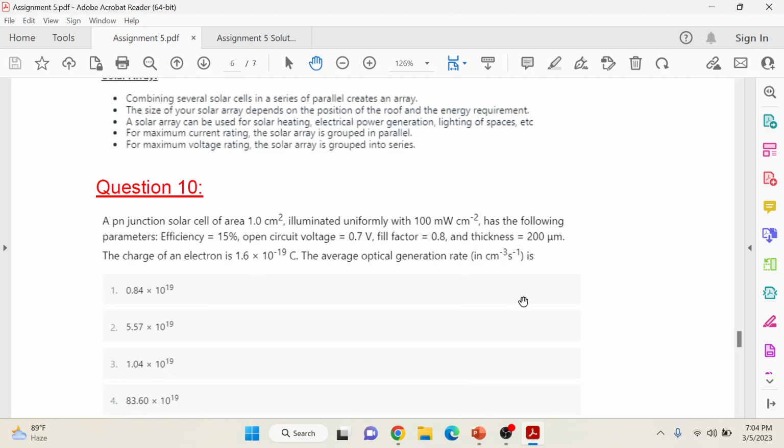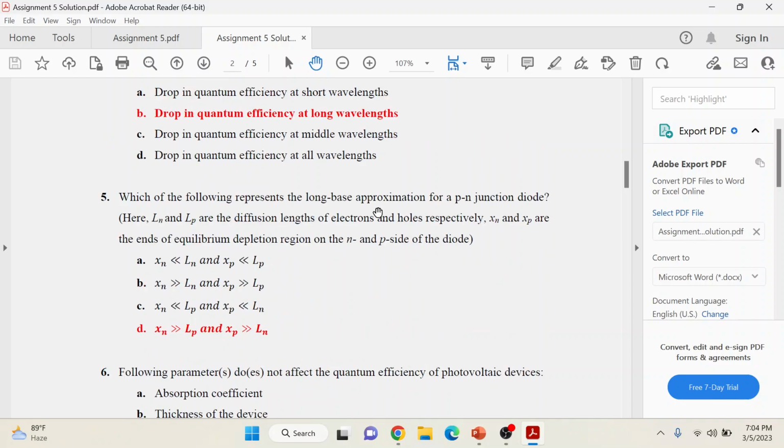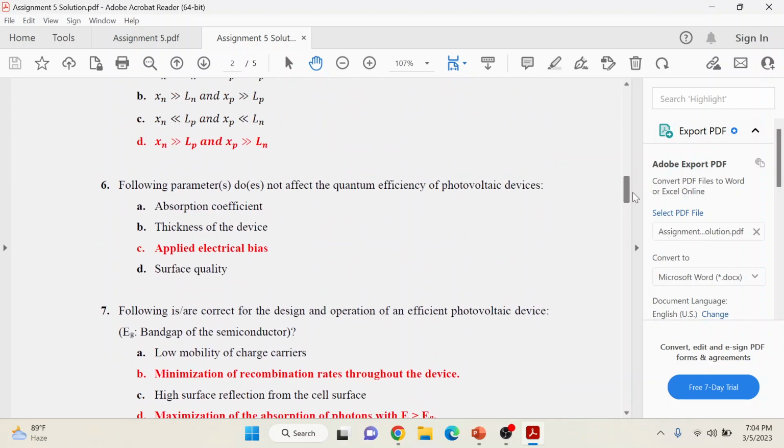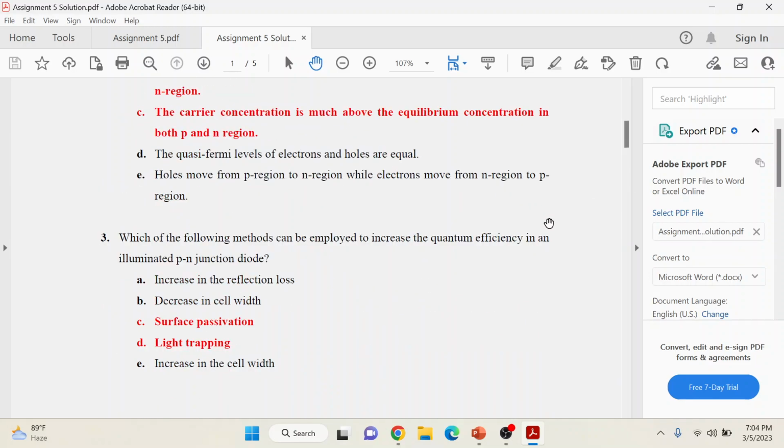Okay, one second. Not this one, sir. Solution. Following six, I think. No, not that one, this one, applied bias. Okay, another one. Sir, I told you: which of the following methods can increase the quantum efficiency? This question. Sir, can you show me the answer? I don't think I have this question in this assignment. Oh, it's already there, sir, I think. This one.